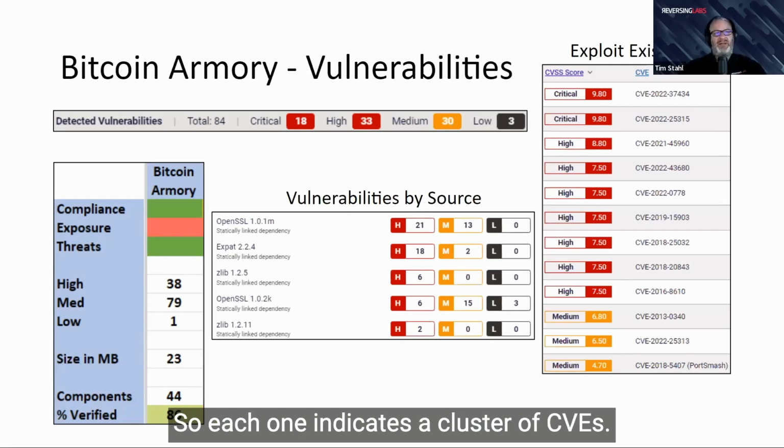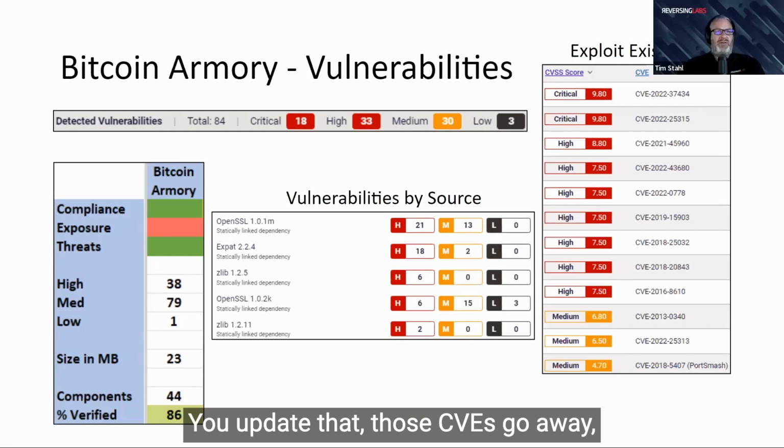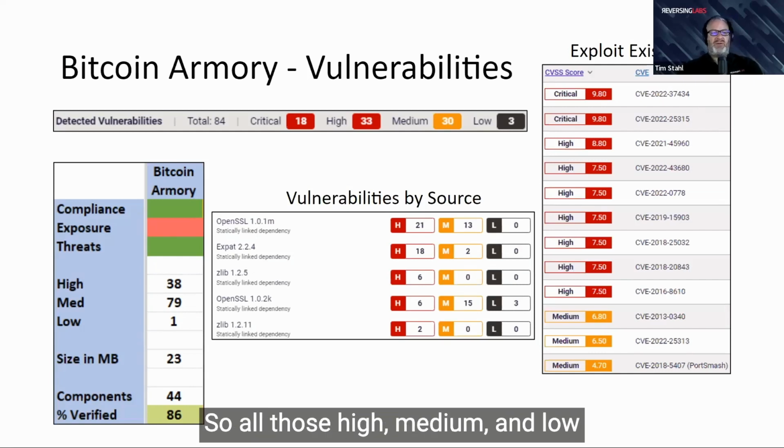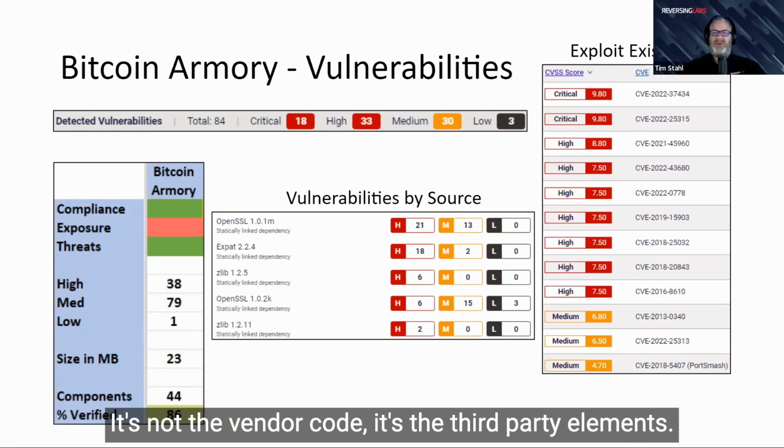So each one indicates a cluster of CVEs. You update that, those CVEs go away. Those missing mitigations go away. So all those high, medium, and low issues on the left-hand chart disappear. All you have to do is update those things. It's not the vendor code, it's the third-party elements.